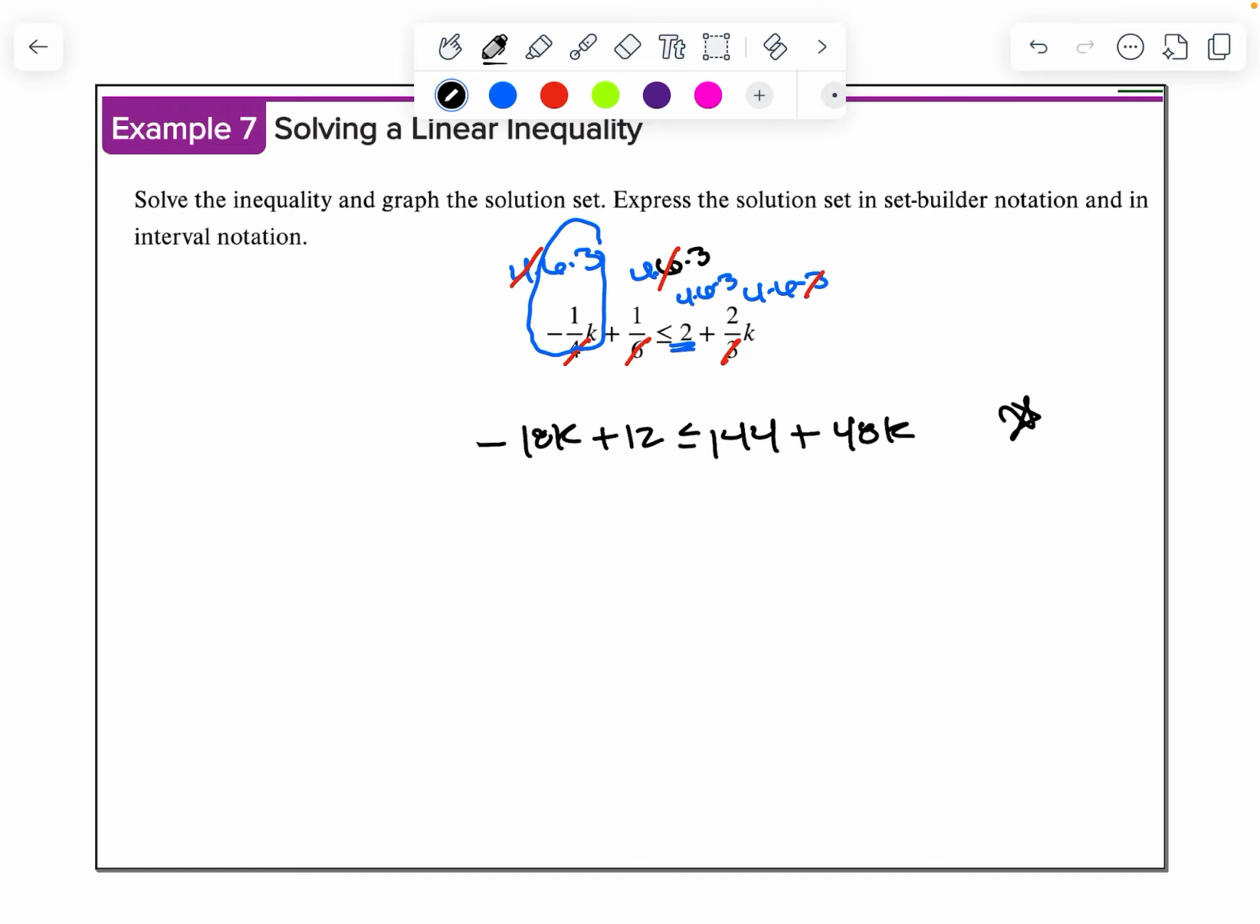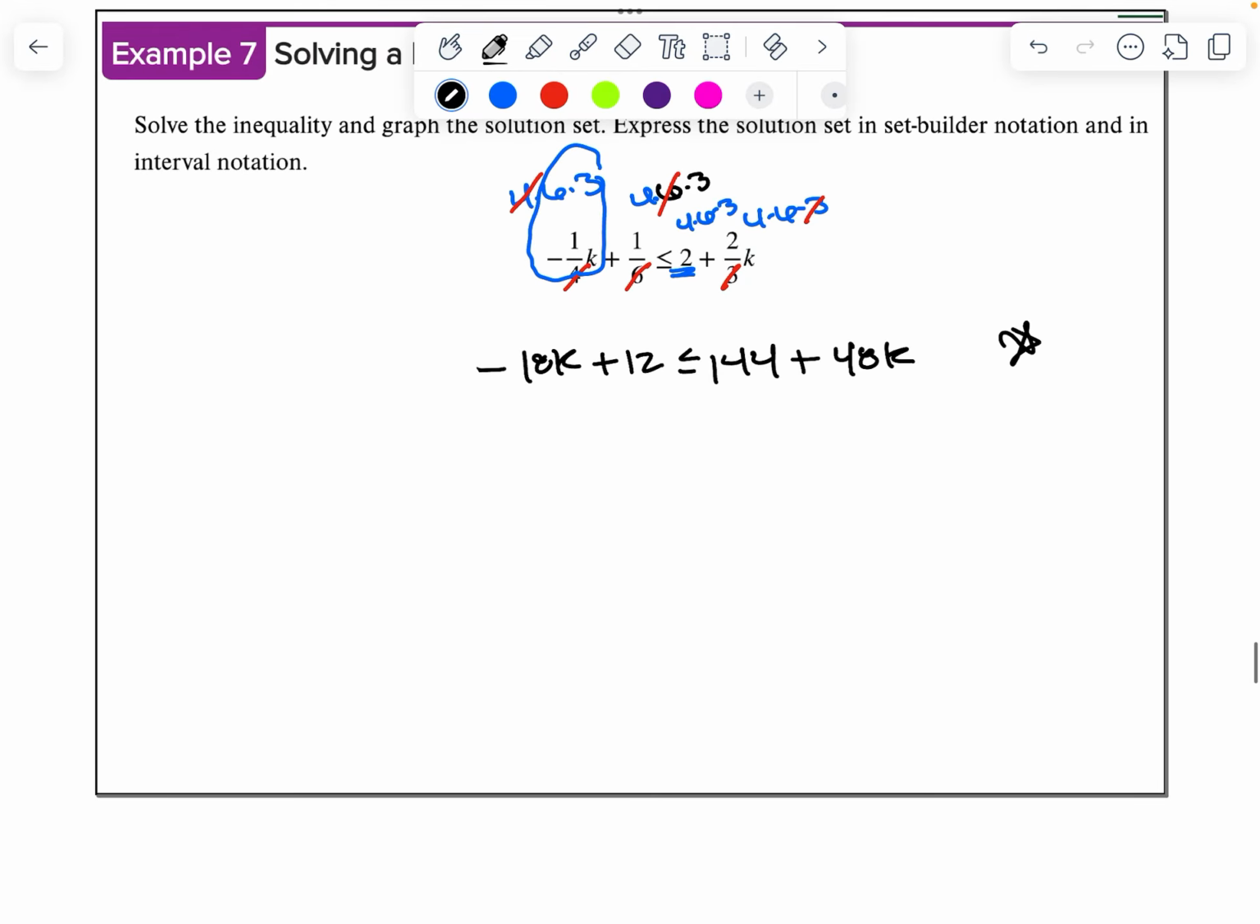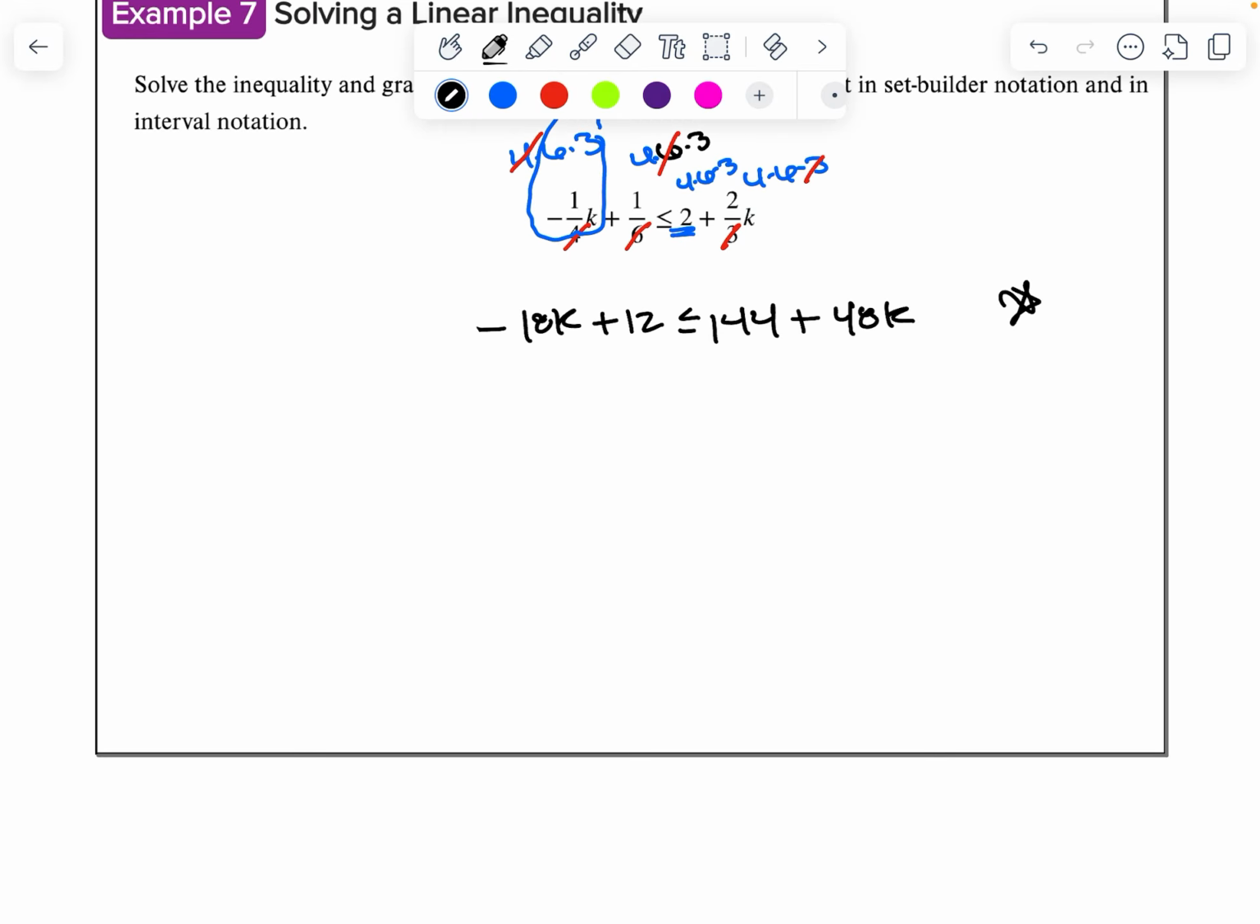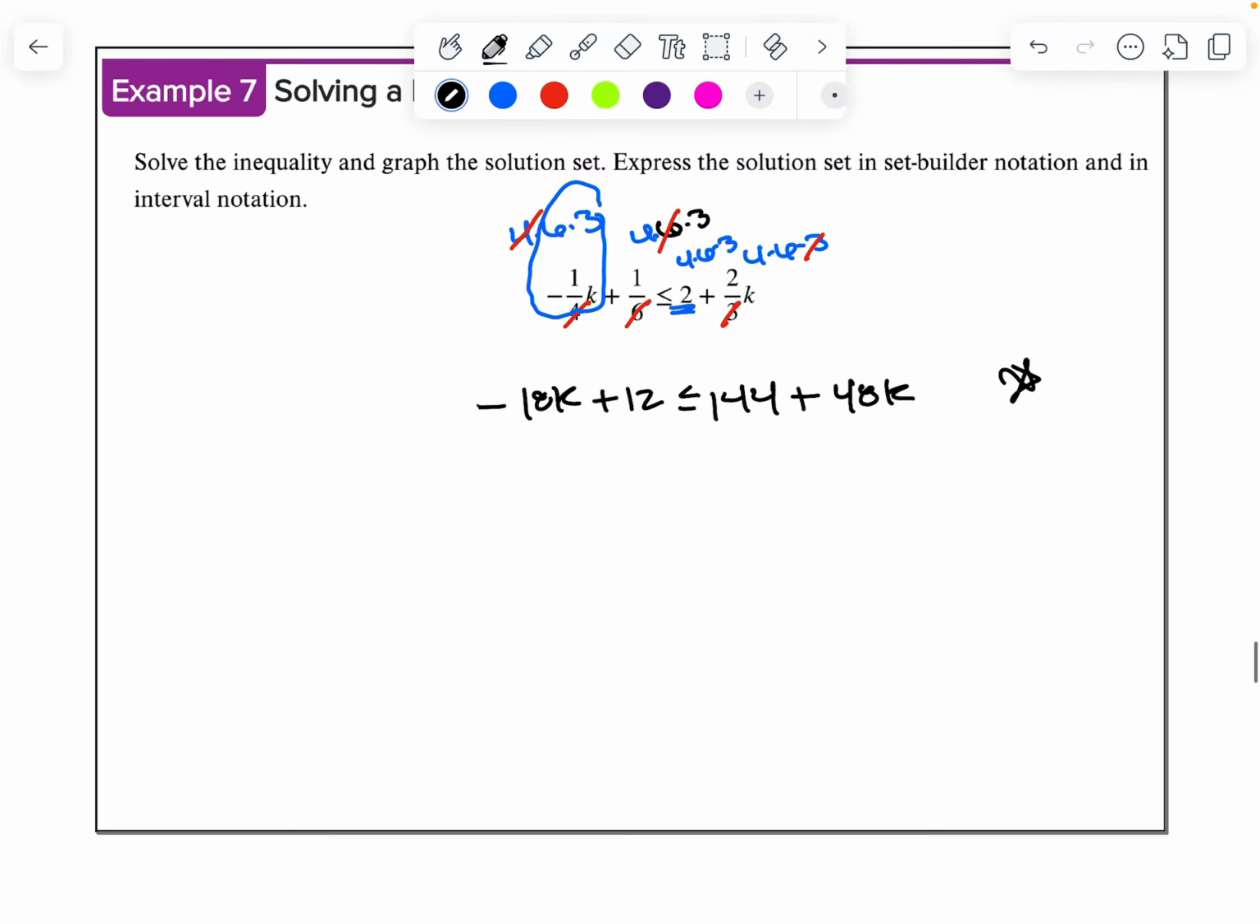And now from this point, we have a problem that looks very much like the last one. I would again recommend pausing the video and seeing if you could get to the end. We'll work this down to the end. We won't write out the set builder and interval notation here. The main point of this problem was to get rid of the fractions. So here I could subtract 48k. You could also have added 18k.